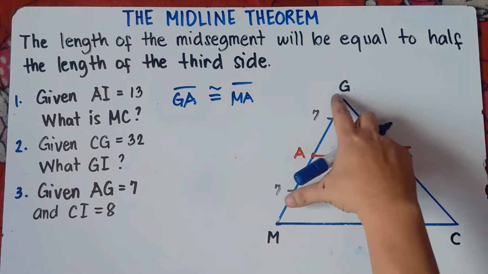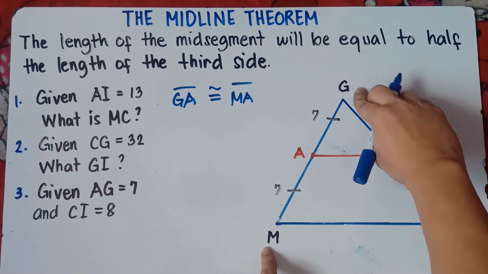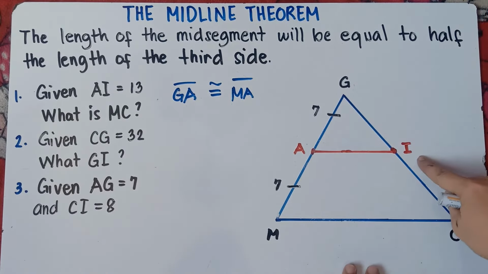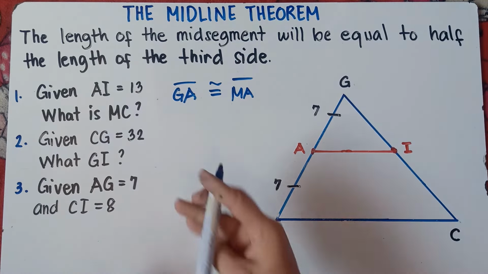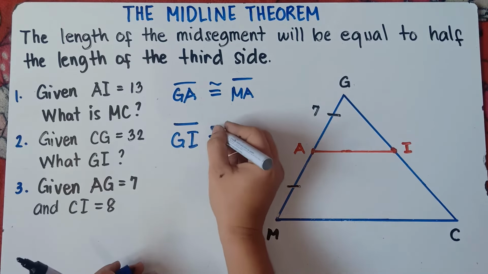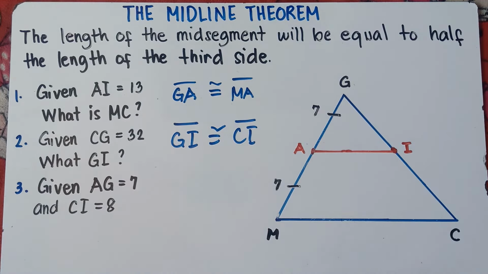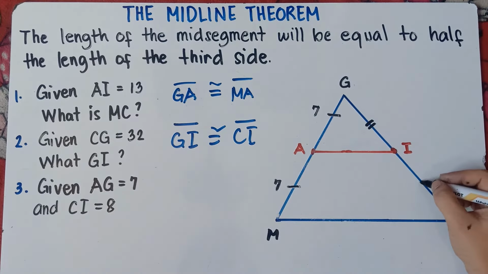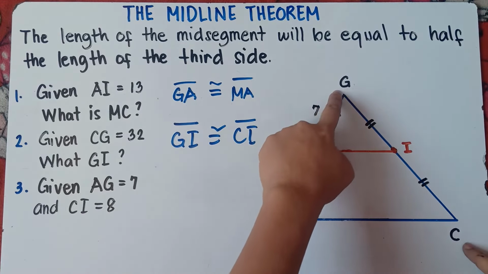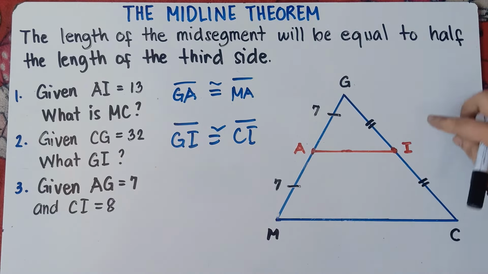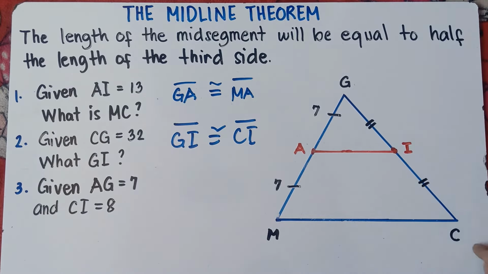Why is that, sir? Because we cut this line into two equal parts, because A is the midpoint of this line segment MG. Now, I is the midpoint of line segment GC. Therefore, we can say that line segment GI is congruent to line segment CI. This side is congruent to this side. Why is that, sir? Because I is the midpoint of this line segment GC. Once again, class, I is the midpoint of line segment GC. Therefore, GI is equivalent to CI.